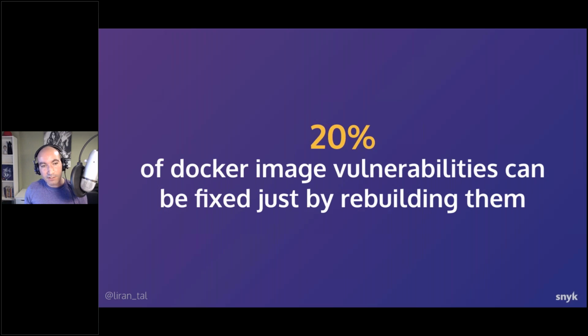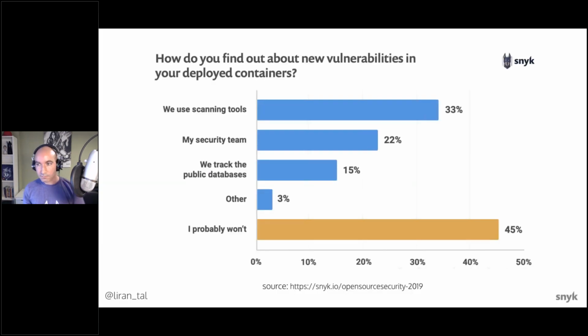And so that's another insight and a tip for you to consider. How do you find out about new vulnerabilities in your deployed containers, in production? Perhaps an even more significant warning sign is that about 50% of developers will never find out about new vulnerabilities in their containers. 45% to be exact. Almost half of them will never find out because they're not monitoring them.